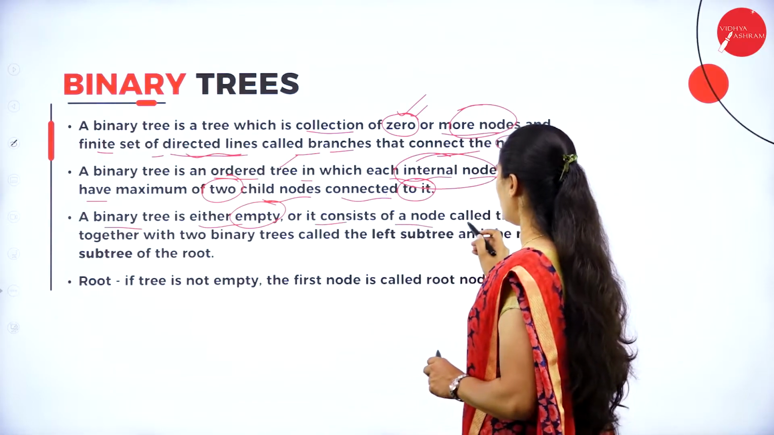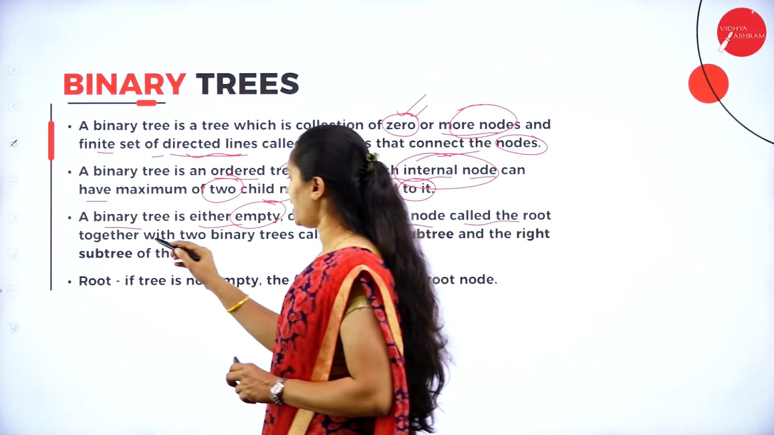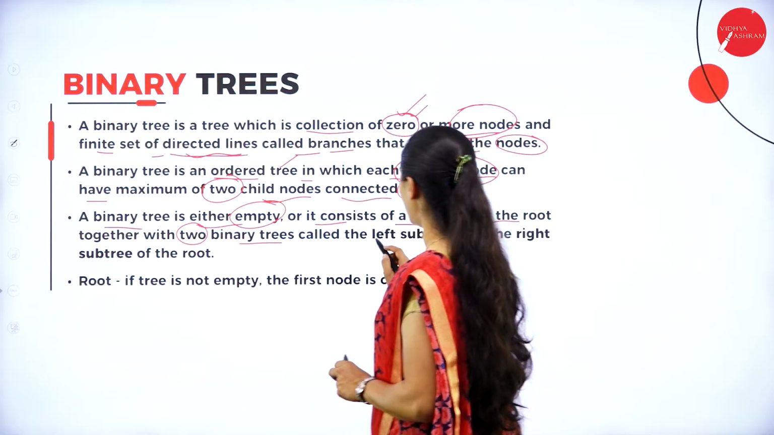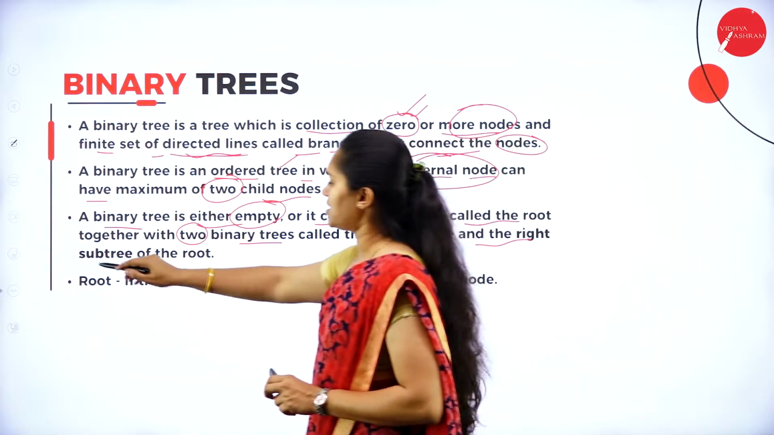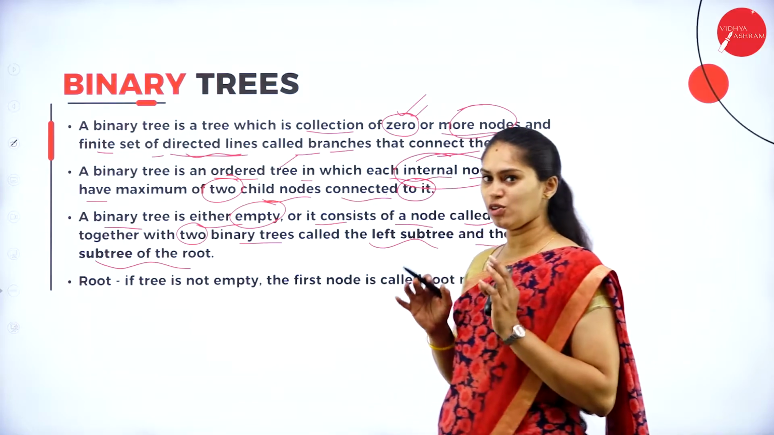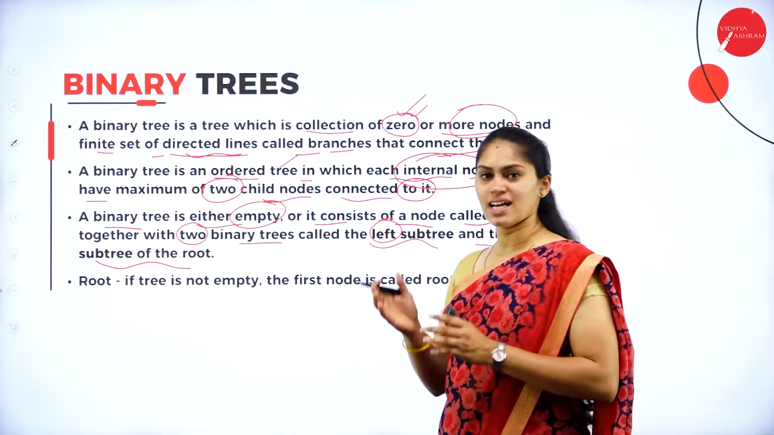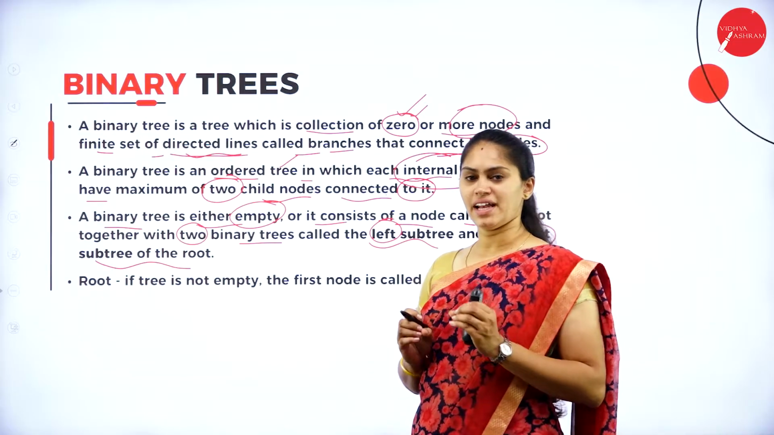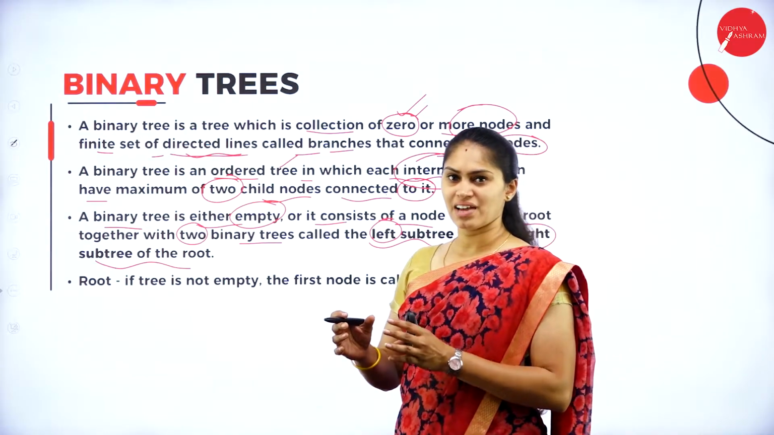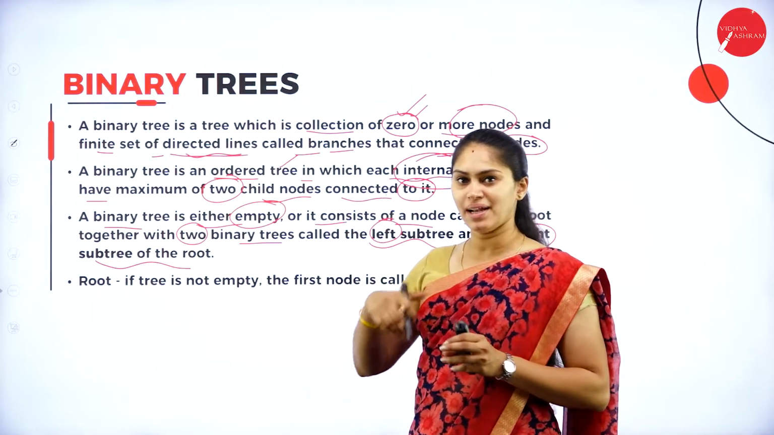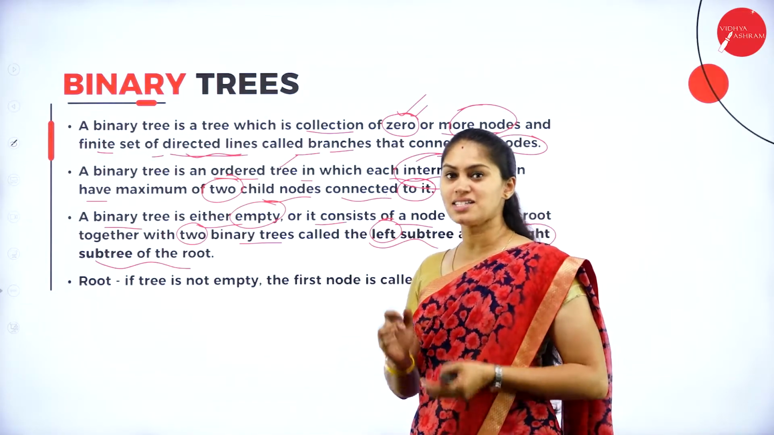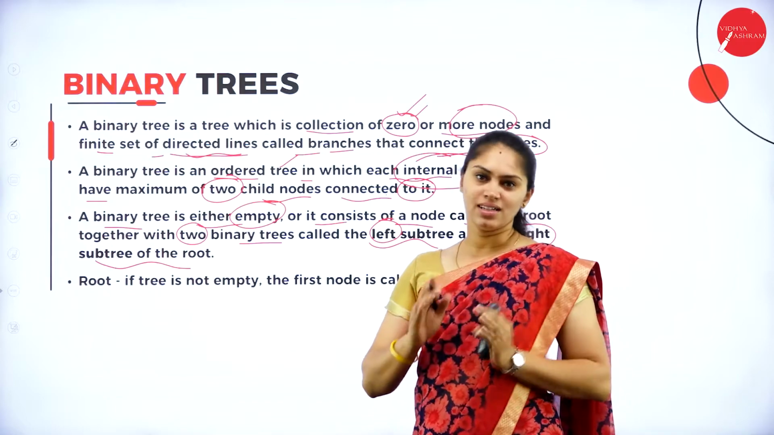So it consists of a node called the root, together with 2 binary trees called the left subtree and the right subtree of the root. Already you know the basic terminologies. In that I have discussed what subtrees are, right? If any branches derive from a root node, then that entire left side will be considered the left subtree. In the same way, the right subtree.